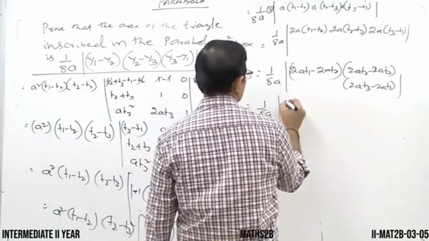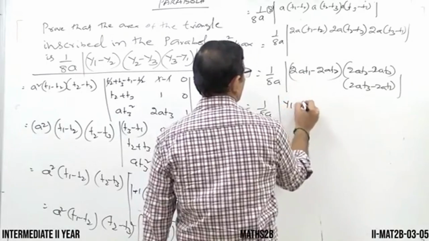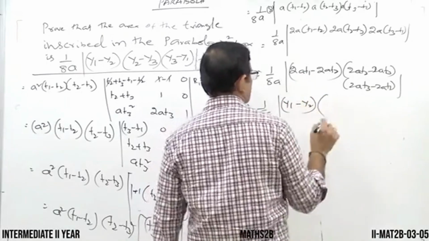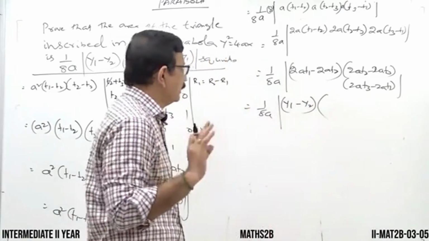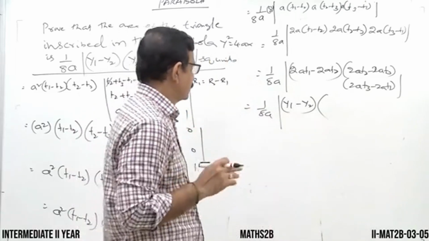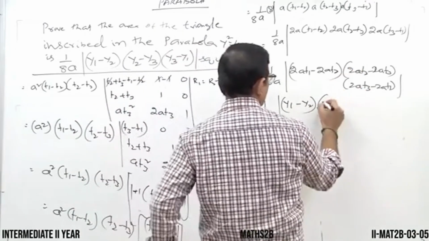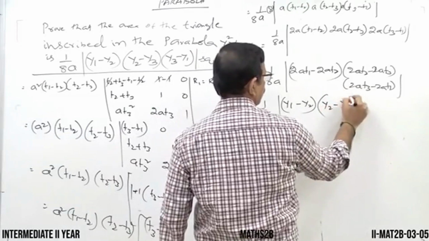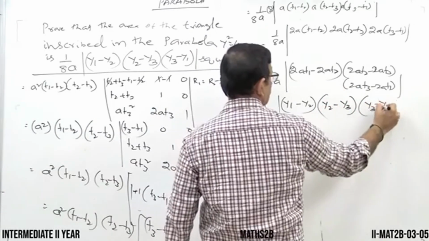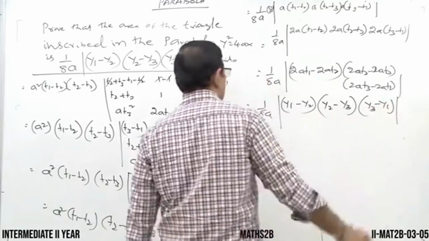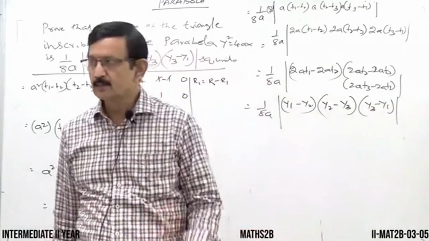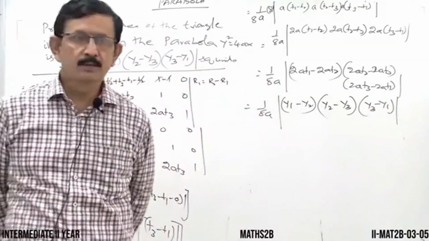We can write this one as y1 minus y2. In the starting we have taken 3 points, x1, y1, x2, y2, like that. Similarly, this is y2 minus y3 and this is y3 minus y1. So therefore, this is the required result. So like that you can complete the problem.